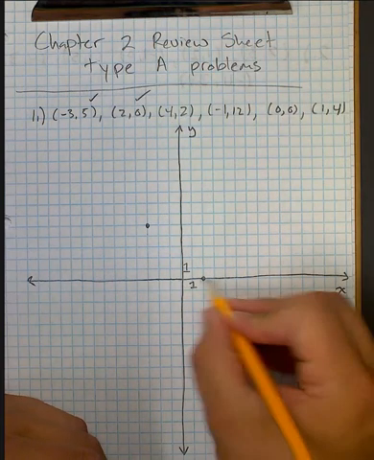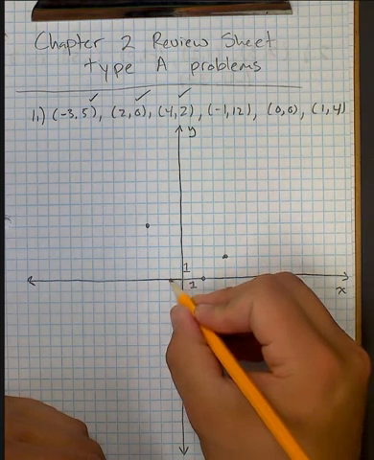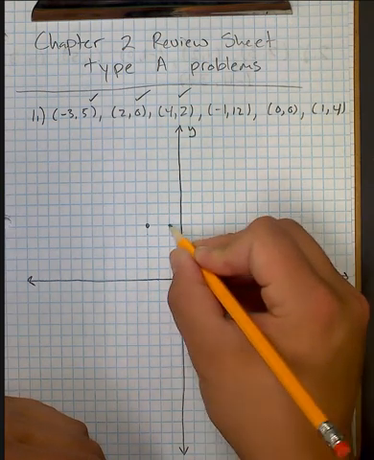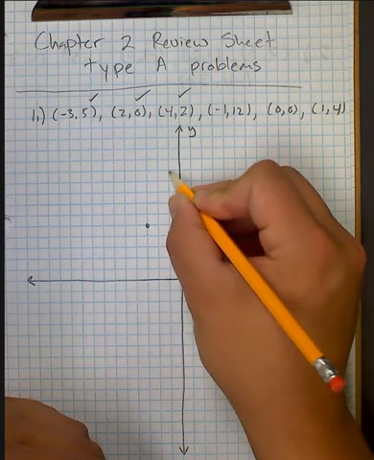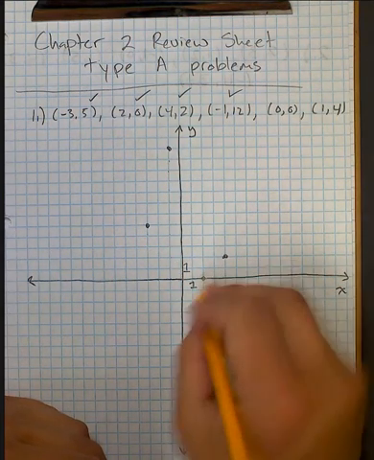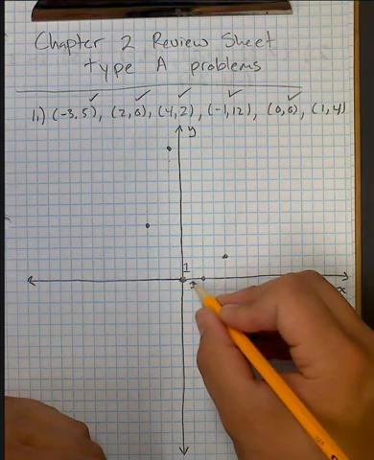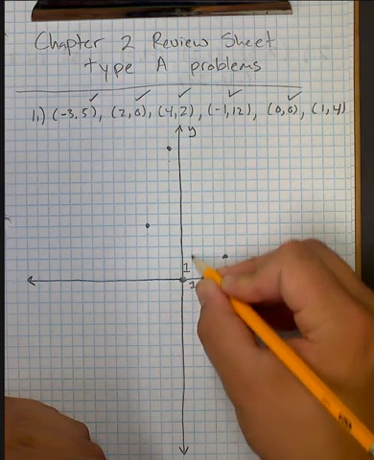(2, 0) is over here, second point. (4, 2), right here, that's your third point. (-1, 12): 1, 2, 3, 4, 5, 6, 7, 8, 9, 10, 11, 12. There's that fourth point. (0, 0), also known as the origin, is right there. And (1, 4) would be right here.